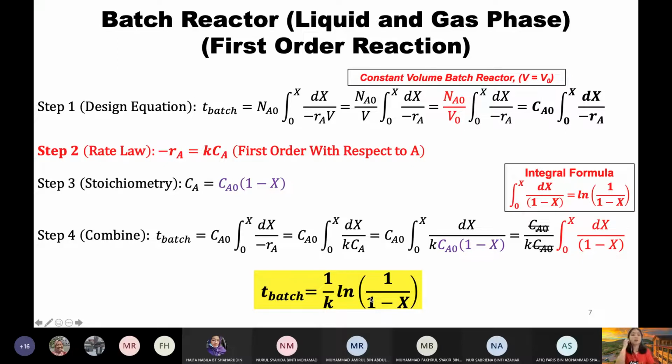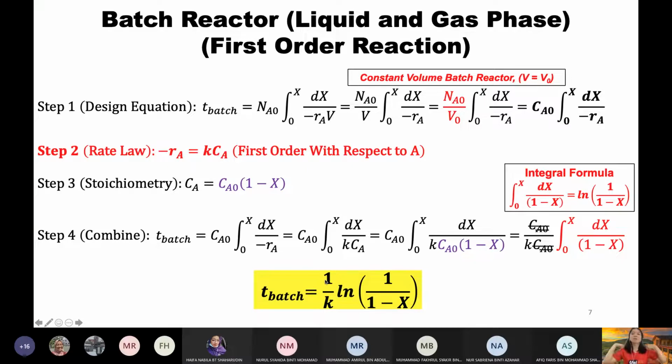So sekarang kita dah dapat the final equation that correlates the reaction time of a batch reactor equals to 1 per k ln in bracket 1 per 1 minus x. Maksudnya, kalau kamu nak cari reaction time dalam batch reactor, kamu tahu k, kamu tahu conversion x, you can find already the reaction time. Okay. Ataupun vice versa, katakan kamu dah set reaction time. Kamu dah tahu apa conversion dia, x dia, kamu nak cari k pun boleh. Ataupun katakan kamu tahu reaction time, kamu tahu k, kamu nak cari conversion pun boleh by using this equation.